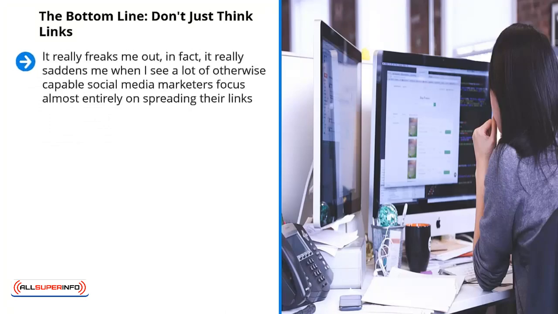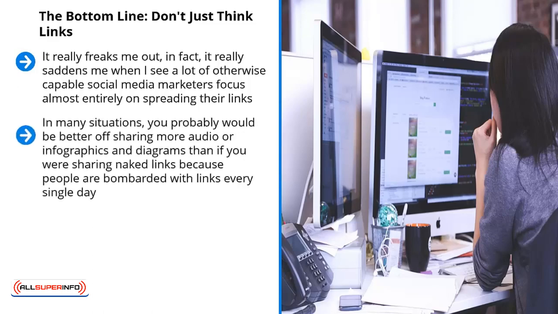It really freaks me out. In fact, it really saddens me when I see a lot of otherwise capable social media marketers focus almost entirely on spreading their links. They think that this is the end game. Well, yes, links are important. I can see where they're coming from because when people click on a link, that's instant traffic. But you have to understand that depending on the type of target site you are promoting, you would build a tighter brand if you shared different types of content. In many situations, you probably would be better off sharing more audio or infographics and diagrams than if you were sharing naked links because people are bombarded with links every single day.